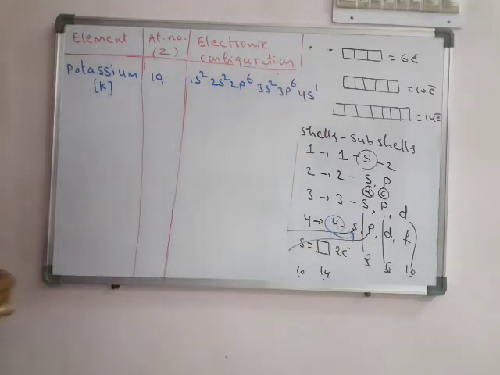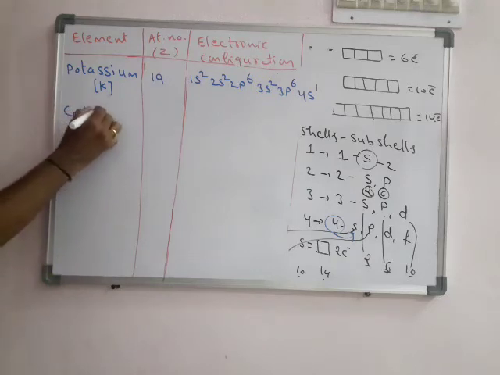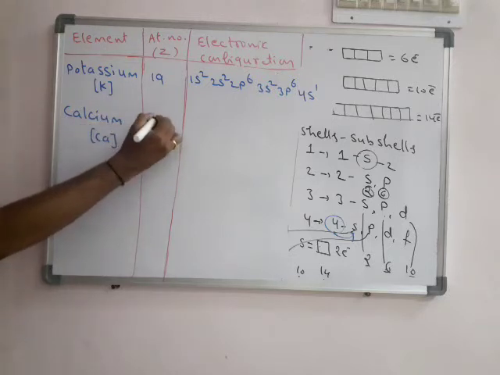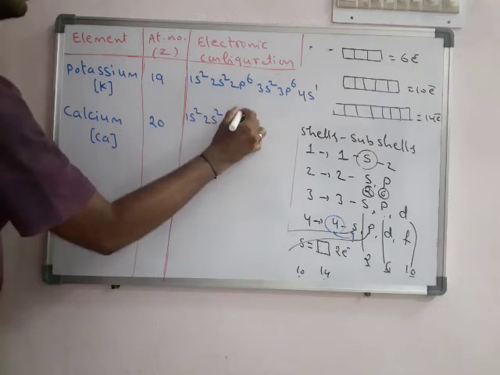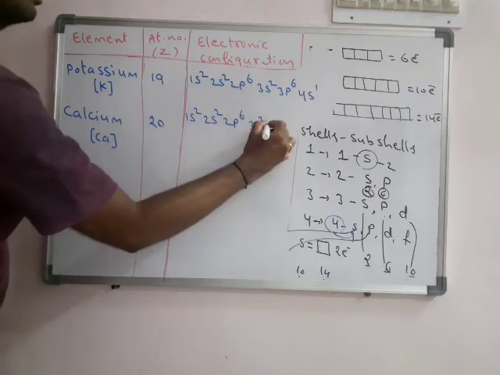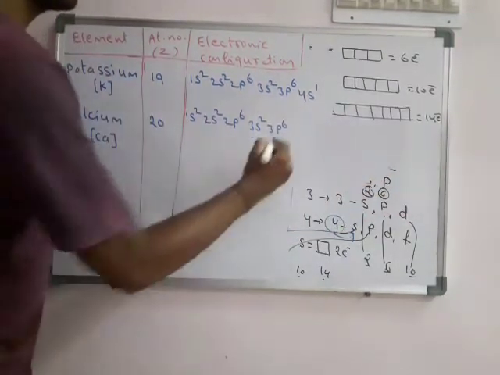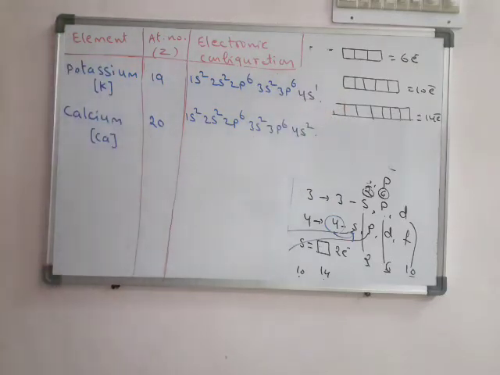That is 4s1. Now next to potassium, next is calcium, Ca, which is 20. 1s2, 2s2 2p6, 3s2 3p6, 4s2. So these are the distribution of electrons, the electronic configuration of elements up to 20.